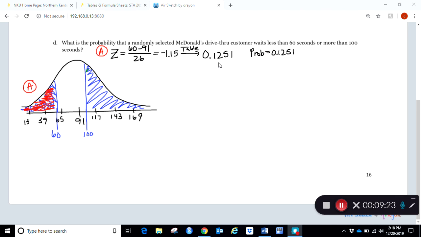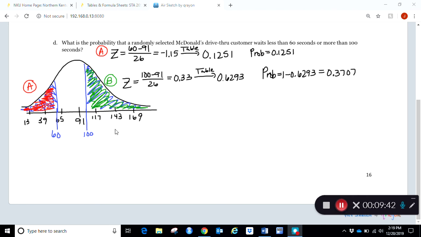Now, let's focus on this other piece, the one that's shaded above the 100. Let's call this piece B. That's a shaded right piece. I would know how to find its probability. So let's do that piece now.